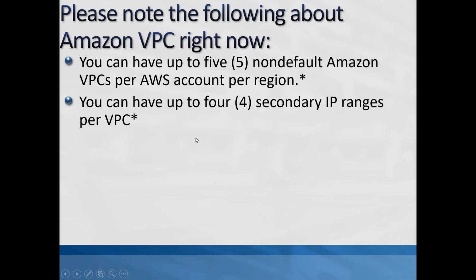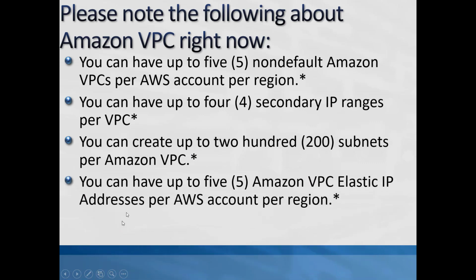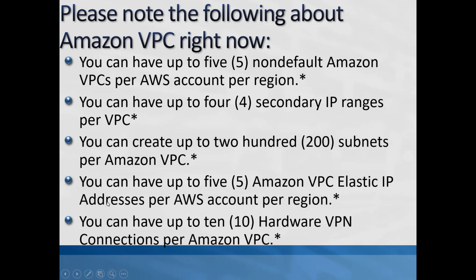So we're going to be using our IP range, whatever private IP range they will be giving us, and you can create up to 200 subnets per Amazon VPC. And also you can have up to 5 Amazon VPC elastic IP addresses per AWS account per region. So those elastic IP addresses we're going to talk about next slide. You can have up to 10 hardware VPN connections per Amazon VPC. So there are many ways to connect, and then there are non-default VPCs. I'm going to upload that slide as well, obviously.